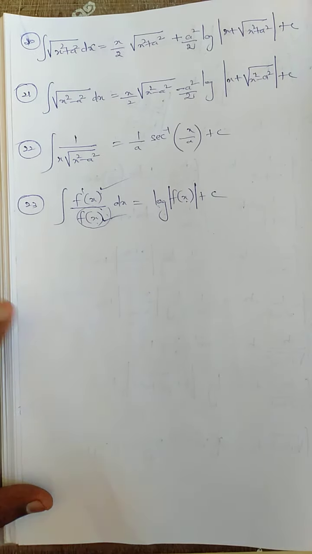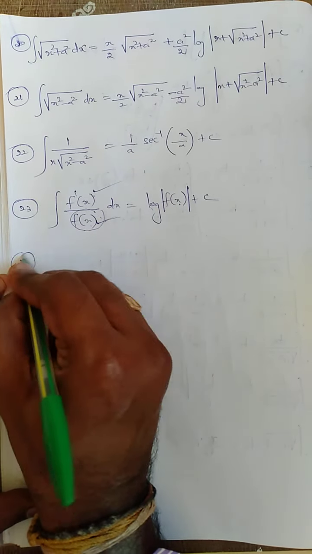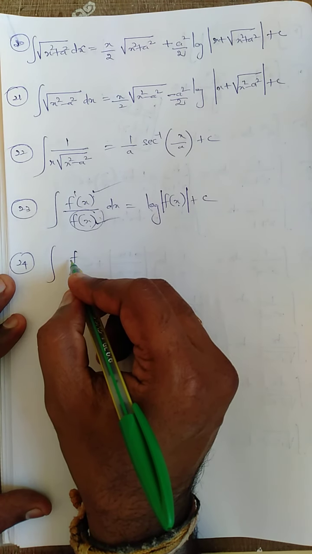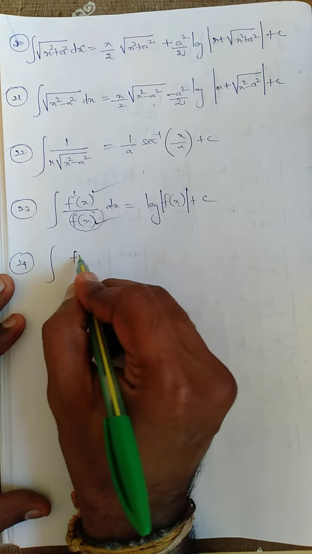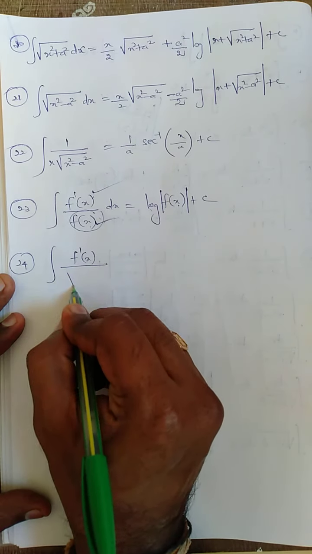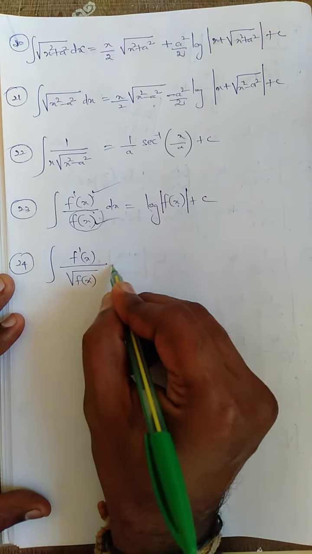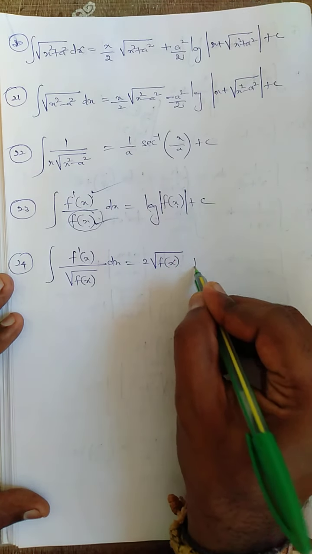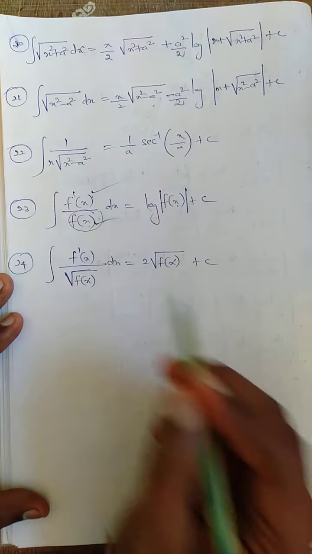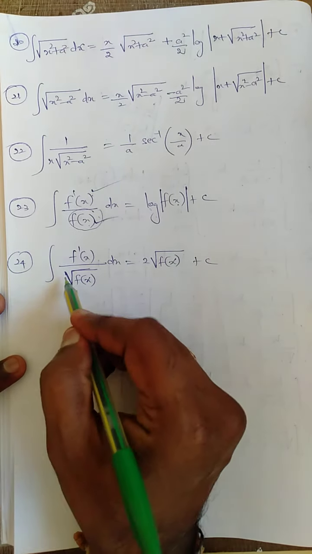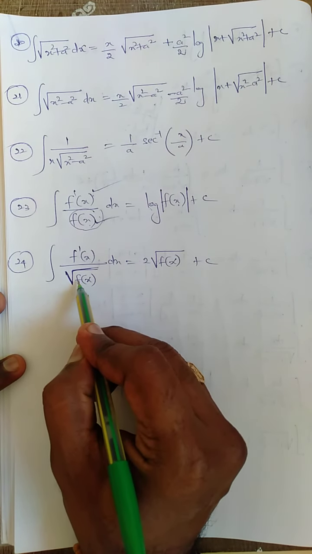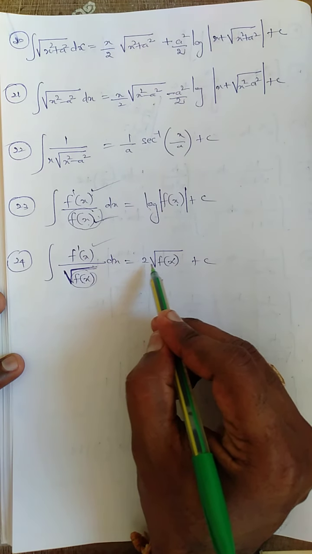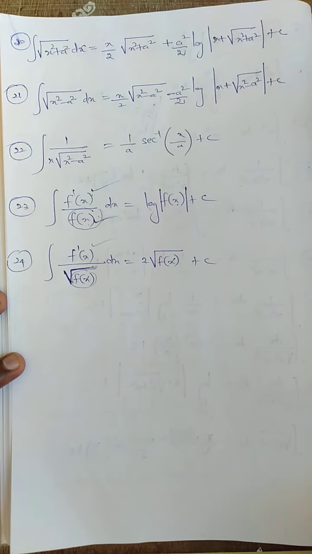So another formula, 24: integration of f dash of x divided by square root of f of x into dx. We can write 2 into square root of f of x plus c. Nothing but, the square root of f of x differentiated is f dash of x in the square root, then we can write 2 into square root of f of x plus c.